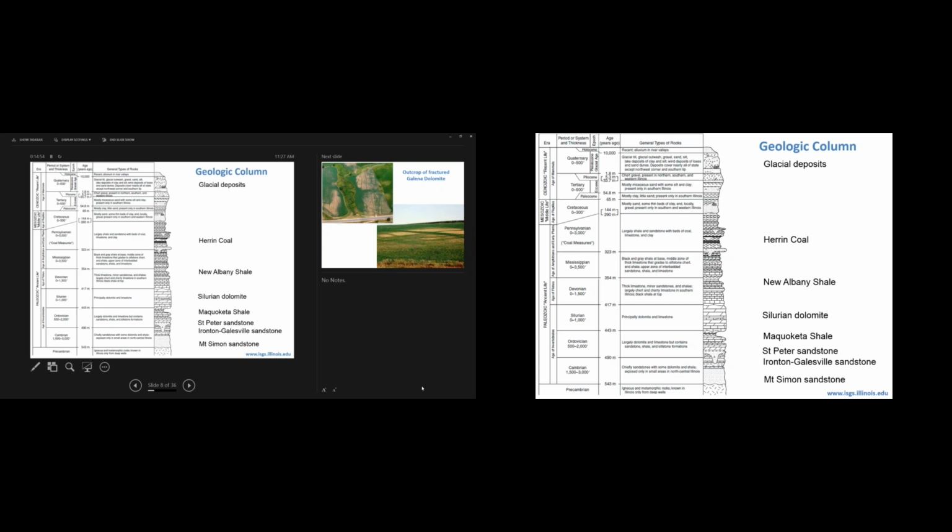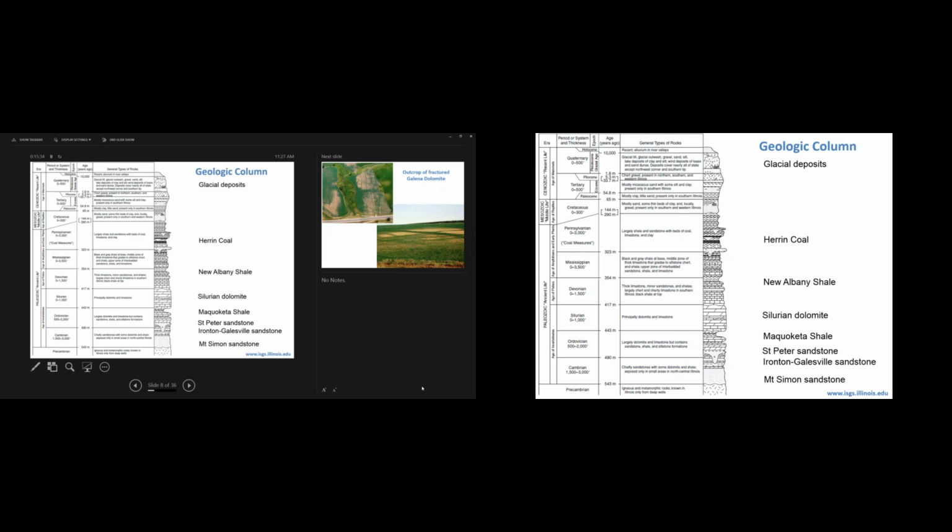And then we have the Mount Simon, the Ironton, Galesville, and the St. Peter, which all are the important aquifers up in Chicago. The St. Peter is on an unconformity, so it varies in thickness quite a bit, even on a fairly small scale. Then Maquoketa Shale is a major confining unit in the Chicago area. The Silurian Dolomite is another important unit. That's a major aquifer in some of the suburban area and in northwestern Illinois.